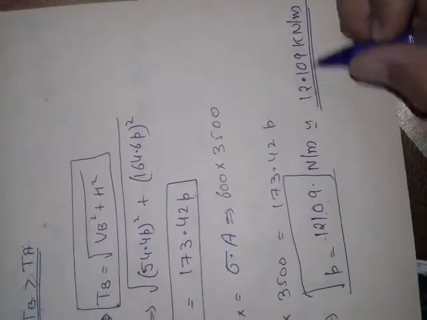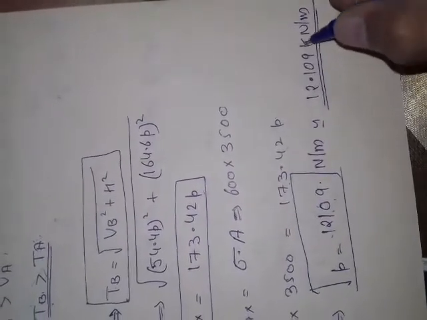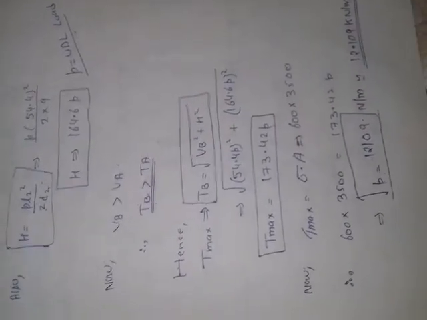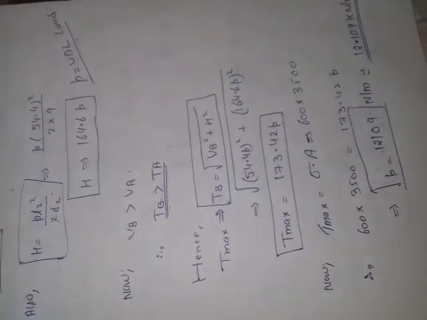We convert it to kilonewton per meter by dividing by 1000, that is 12.109 kilonewton per meter. So this is how to calculate the UDL load intensity from the stress and the area. You can note down the question from here also.